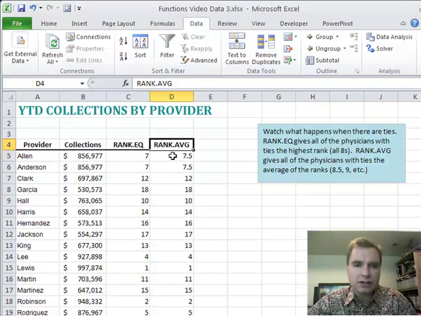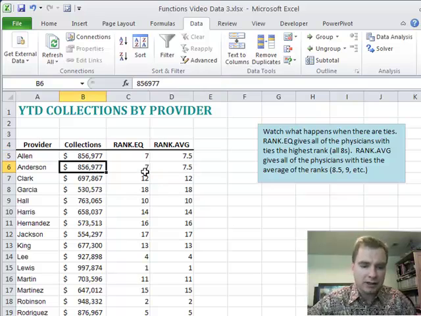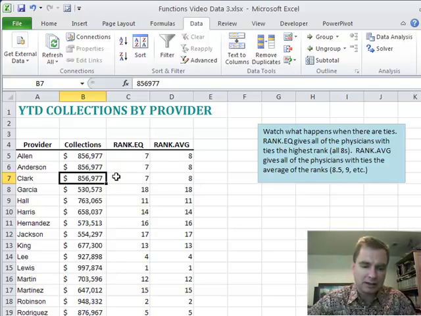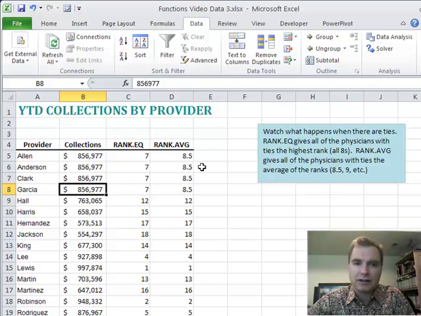What RANK.AVG does is, when there's a tie, we're going to take the average between ranking 7th and 8th, and make you 7.5. So if I make this and Dr. Clark the same, now these guys are 7, 8, 9, but RANK.EQ is going to make them all 7, where RANK.AVG is going to take the average between 7, 8, 9 and make them all 8. If you made this guy the same, these guys are still 7, but now this is the average between 7, 8, 9, 10, and 11, and that's 8.5.